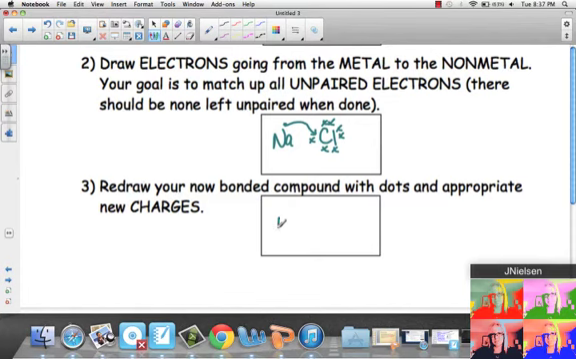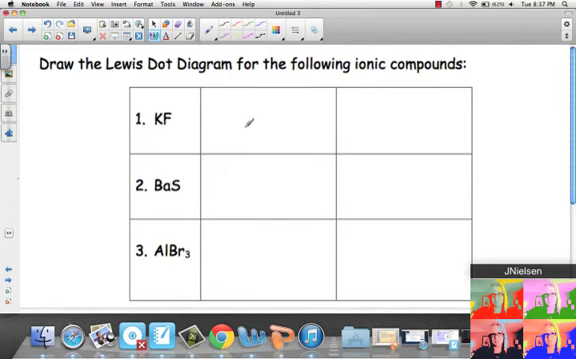Now we're going to redraw our new bonded compound with the dots and appropriate charges. So when Na loses that electron, it becomes positive. There it is. And I've got Cl. Remember, brackets go around the nonmetal. It gained 1, so it has a negative charge. And you can put a negative 1 if you want, or you can just write the negative and positive if it's 1. Okay, let's just do a couple of these just to remember what we had done.